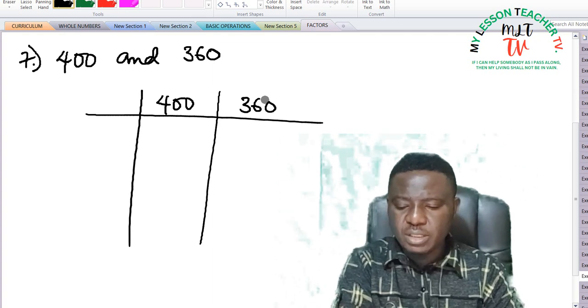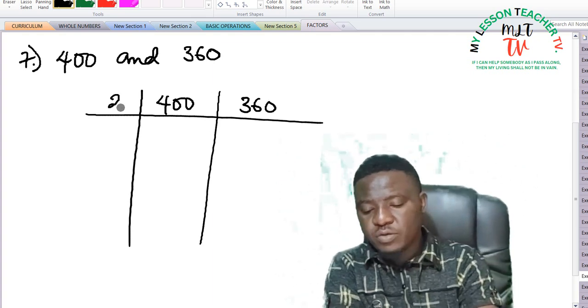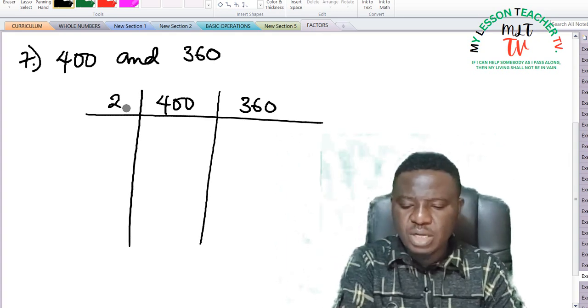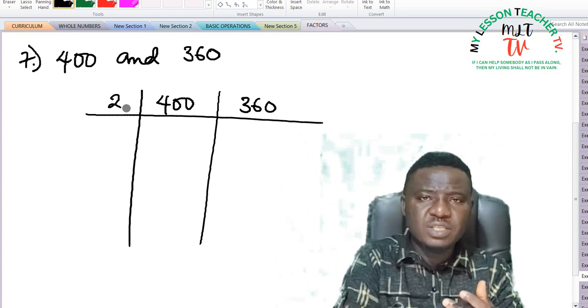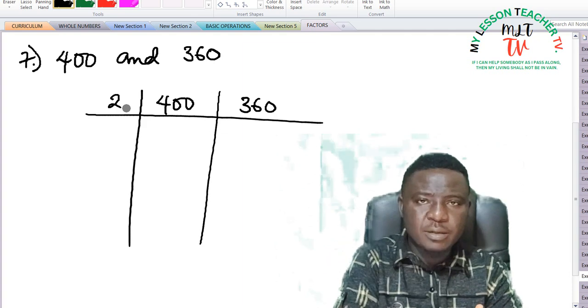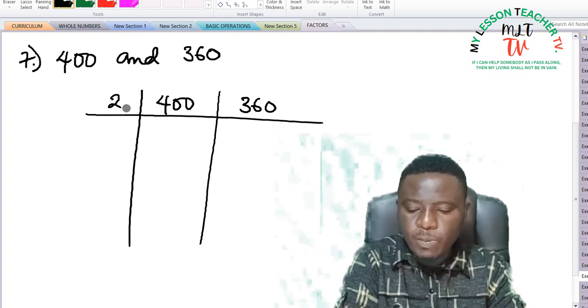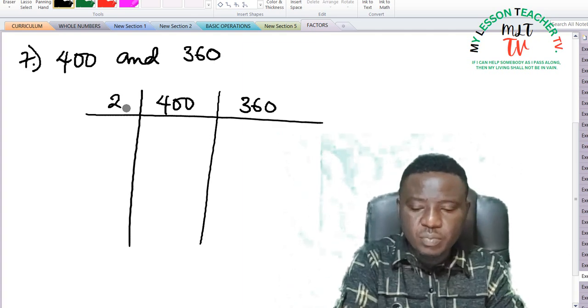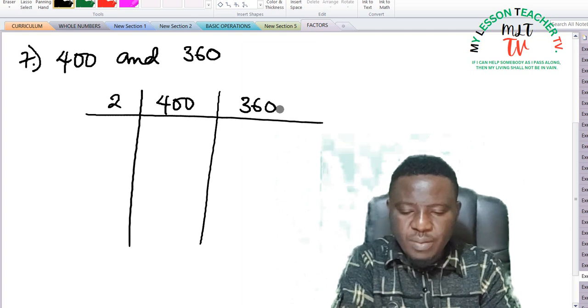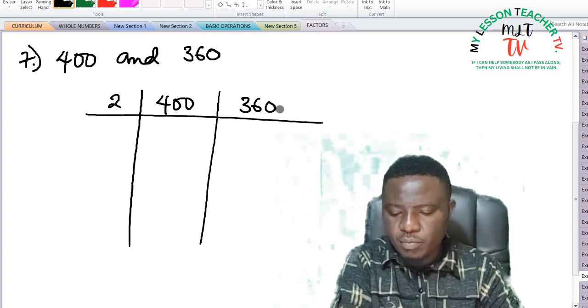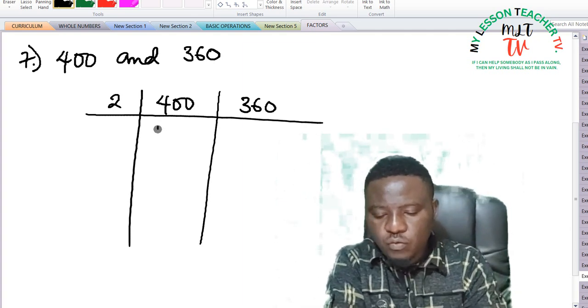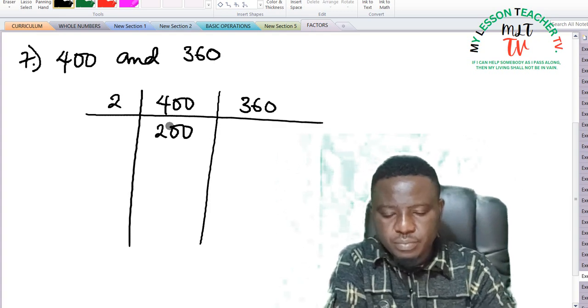So we shall start using the first prime factor, which is 2. Can 2 divide? Yes. Why is it possible that 2 can divide? The rule for divisibility by 2 says that the last digit of any number which is divisible by 2 must be even. So since both of them end with zeros, it means they are even. So 2 can divide. 2 into 400 is 200.